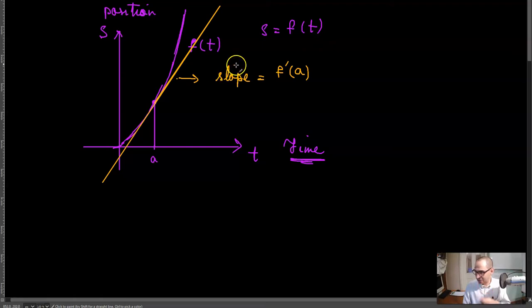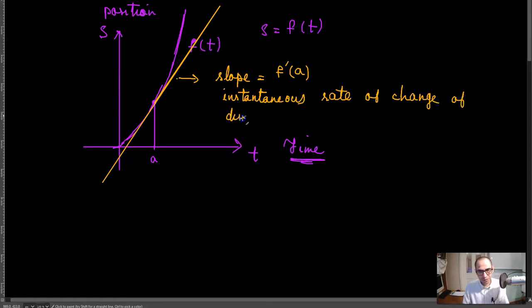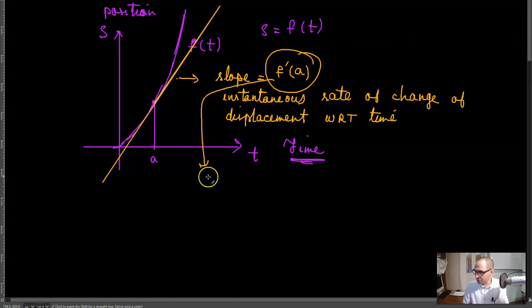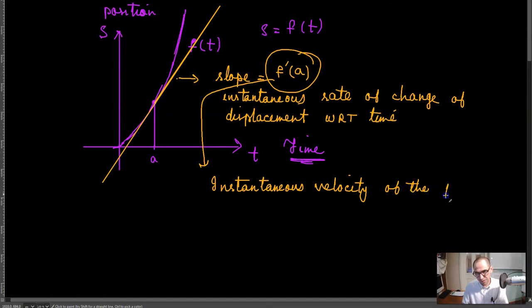And this is the instantaneous rate of change of displacement. This would be the instantaneous rate of change of displacement with respect to time. Meaning that f prime of A would represent the instantaneous velocity of the particle at time t is equal to A, right?